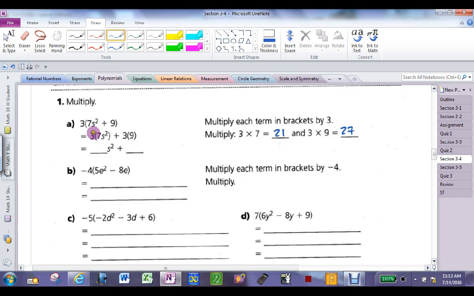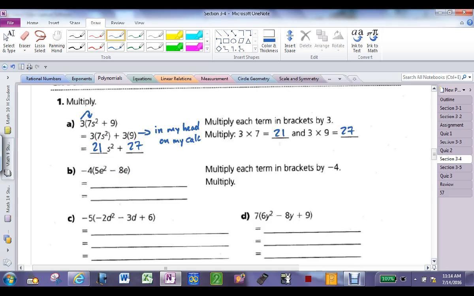So let's go back over here. The numbers go with numbers. 3 times 7, 21s squared plus 27. And it's done. Okay? Draw an arrow, write an answer. This here is just what you would do. Okay? This I usually do in my head. Or if I'm bad at multiplying or the numbers are big, on my calculator.